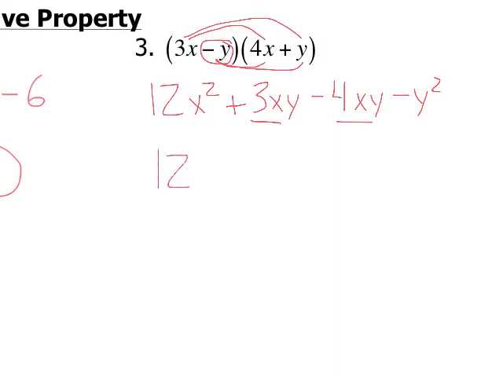Then I can combine my like terms of 3xy and negative 4xy. So 12x squared stays out front. 3xy and negative 4xy makes negative 1xy. And then minus y squared.